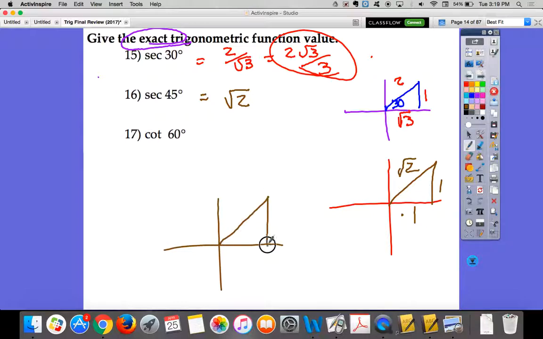60 degrees. All right, opposite the 60 is always square root of 3. Hypotenuse is 2. Adjacent side is 1. Cotangent is the reciprocal of tangent. Tangent is opposite over adjacent, so let's flip it. Adjacent over opposite, 1 over square root of 3. We must fix that. Can't have square roots in the denominator, and you cannot reduce that because outsides and insides don't play together.